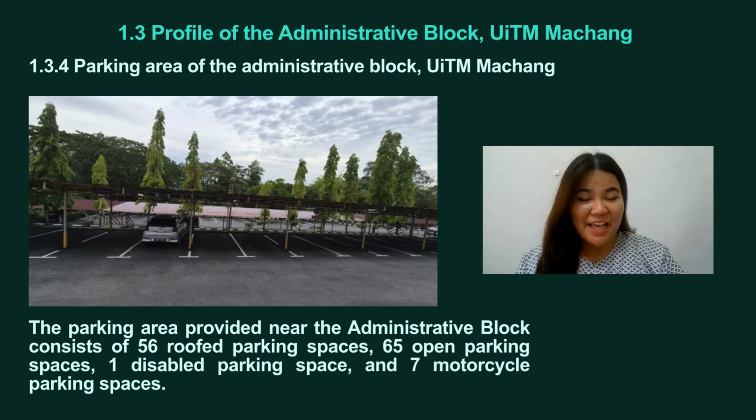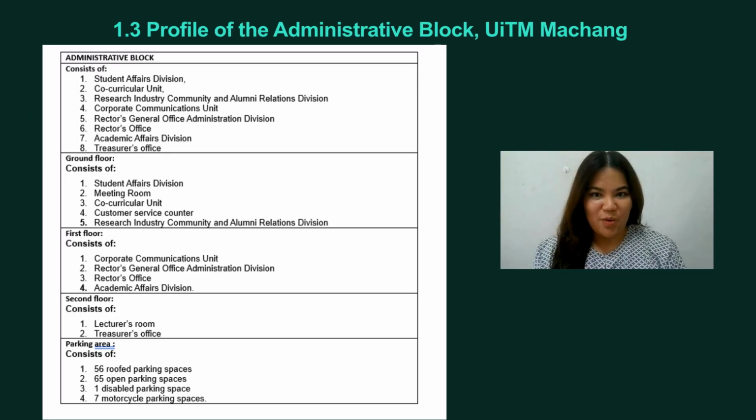So the last part for 1.3, which is the parking area of the administrative block UiTM Machang. Now, the parking area provided near the administrative block consists of 56 roof parking spaces, 65 open parking spaces, 1 disabled parking space, and 7 motorcycle parking spaces. Now, this table basically shows the facilities and offices located in the administrative block of UiTM Machang. It lists the departments and rooms available on each floor, including the ground floor, first floor, second floor, and the parking area.